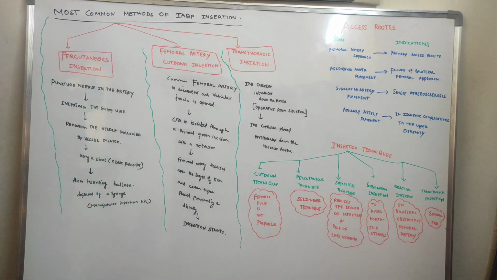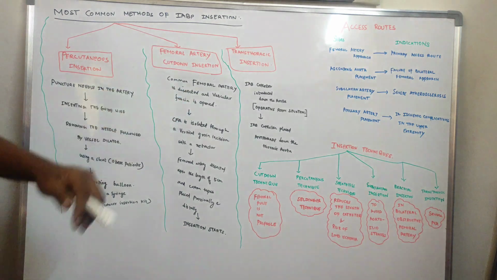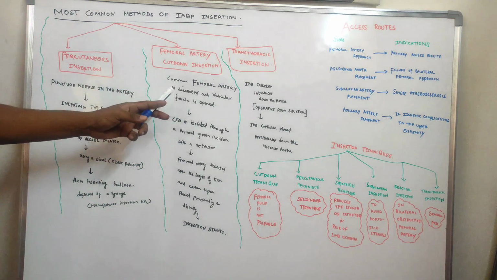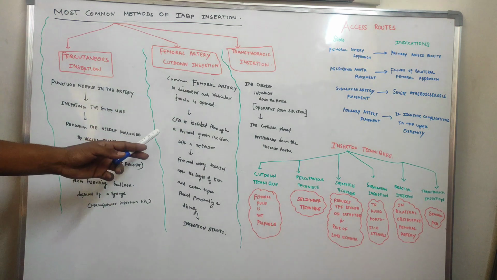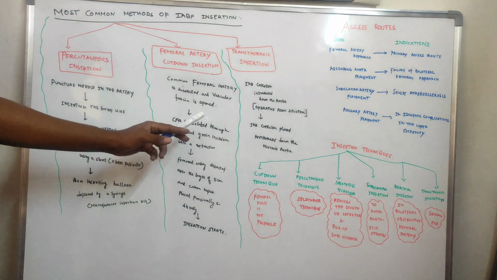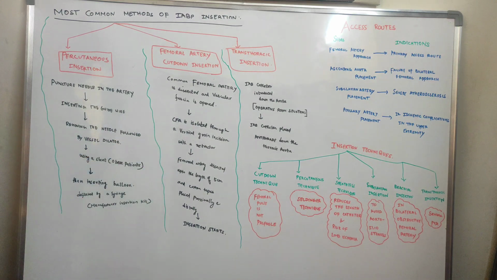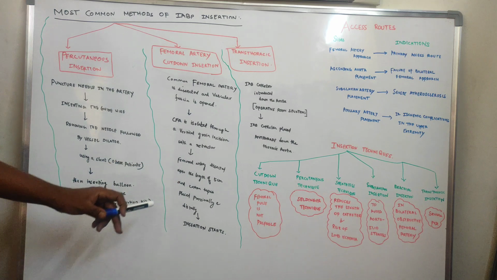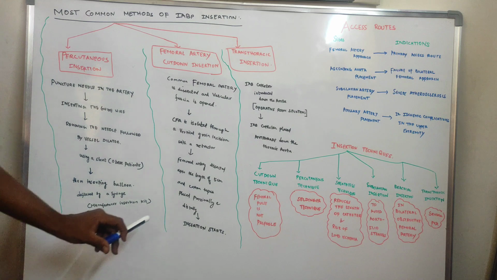Then the second most common method of IABP insertion is femoral artery cut down insertion, in which the common femoral artery is dissected and the vascular fascia is opened. The common femoral artery is isolated through a vertical groin incision with a retractor. The femoral artery is dissected up to a length of 5 cm, with cotton tapes placed proximally and distally, then the insertion starts.